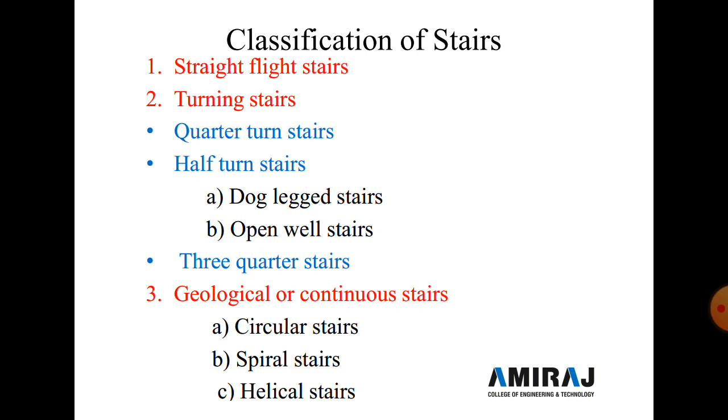First is a straight flight stair, second is a turning stair, third one is a geometrical or continuous stair. Now turning stair is divided into another three parts: quarter turn stair, half turn stair, and three-quarter turn stair. And half turn stair is divided into two parts: dog leg stair and open well stair. And geometrical or continuous stair is divided into three parts. First is a circular stair, spiral stair, or helical stair.